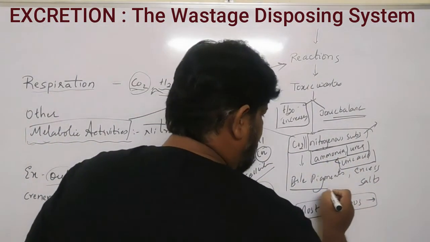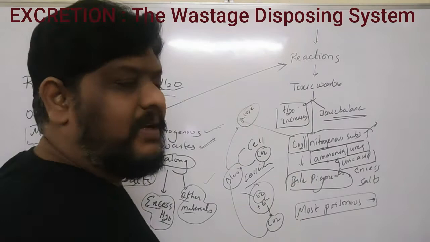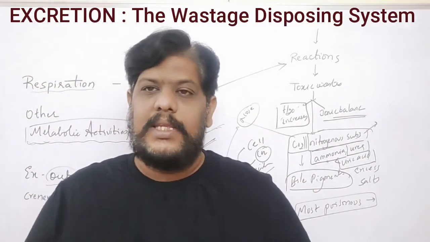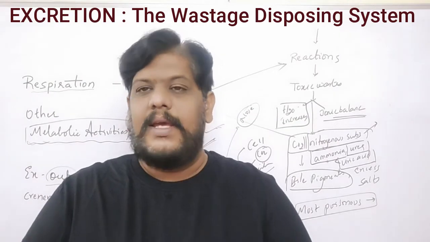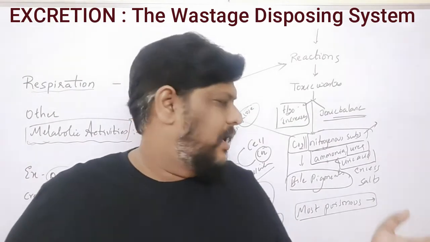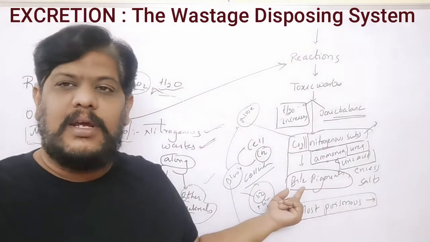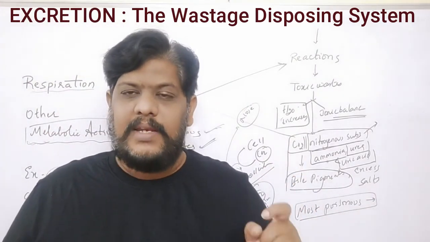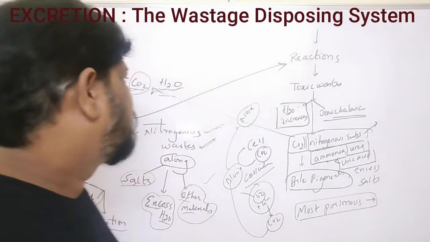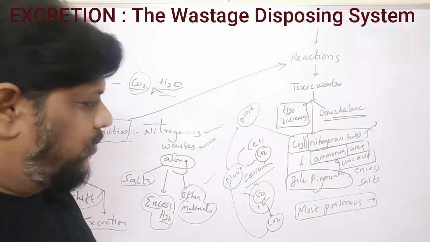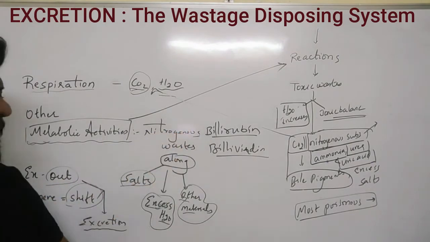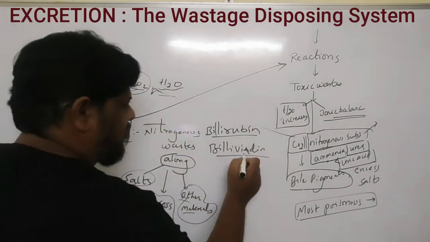And then we come to the bile pigments. Whenever RBCs, the red blood cells, die after 120 days, they get disintegrated, and then what are formed? Bile pigments are formed. There are two bile pigments here. One is bilirubin, and the second one is biliverdin, right? So remember these two words, bilirubin and biliverdin. I'm just writing it here. So bilirubin and biliverdin are the bile pigments, right?